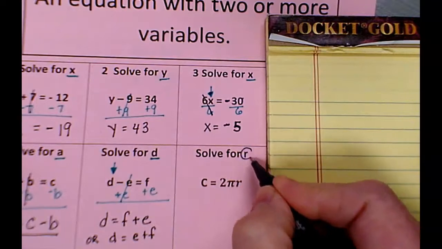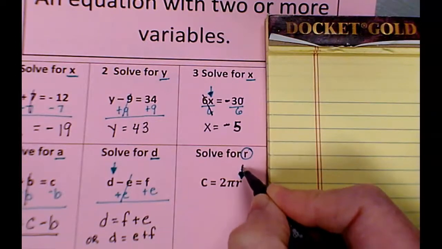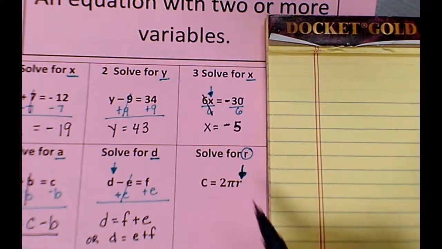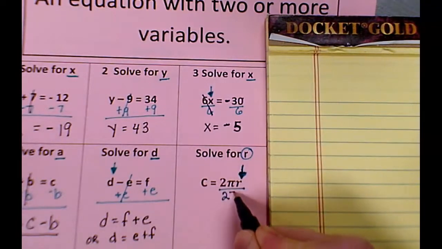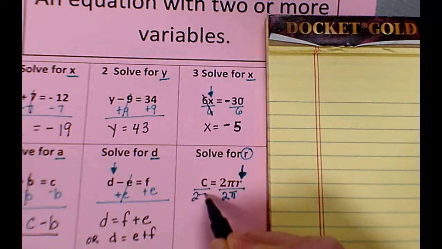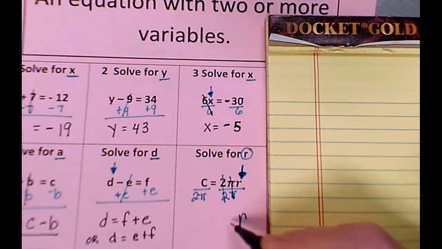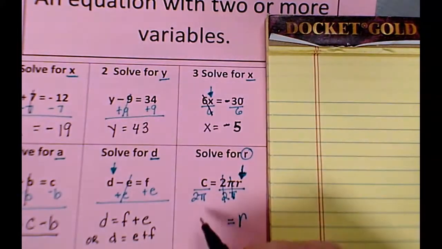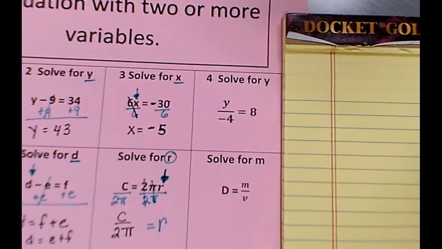I am going to solve for r. That means I need r by itself. 2 pi r is all multiplied together. You might recognize this as the circumference formula. So I need to cancel out the 2, and I need to cancel out the pi. That cancels out, and r is by itself. This does not reduce any. That is what r is equal to. That's the answer.